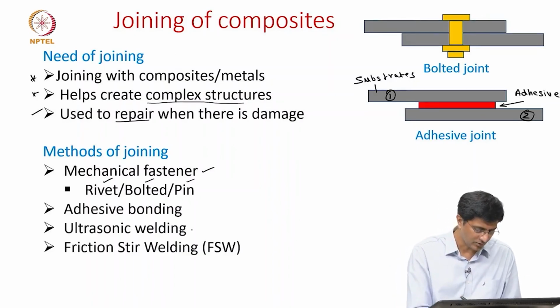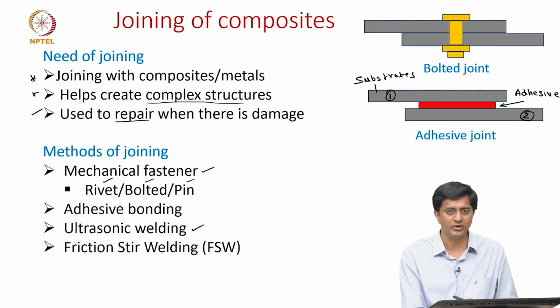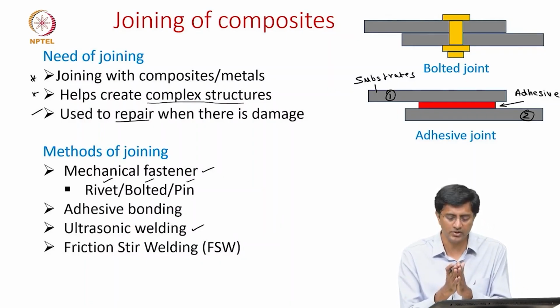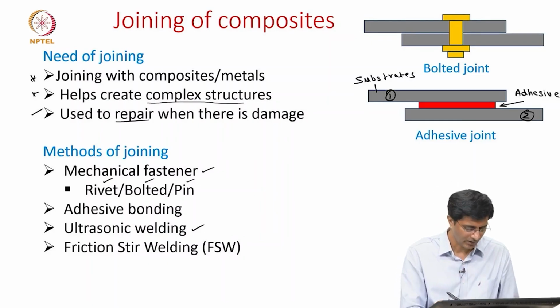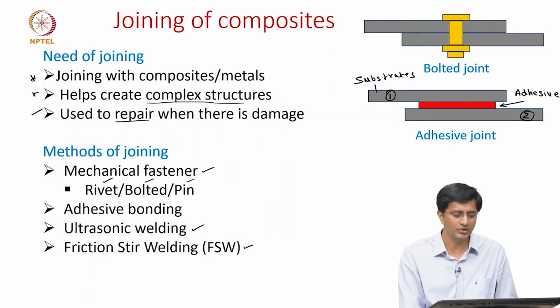We can also see ultrasonic welding, where they use high frequency waves to melt the surface of the composite. Once you melt the surface, you can join it because of the melt. And the other commonly used method is friction stir welding. Again, we use friction to help with the welding of two composite parts.